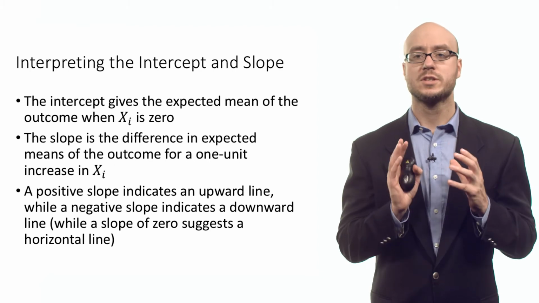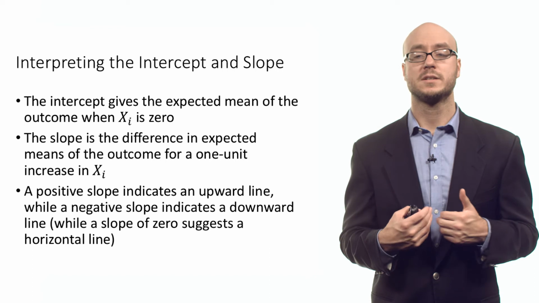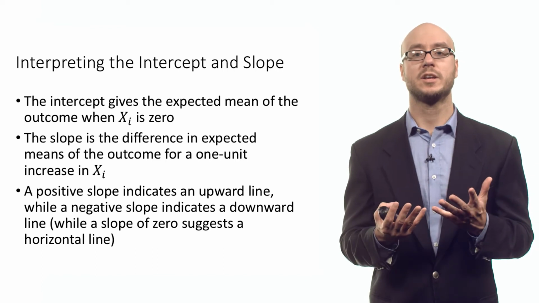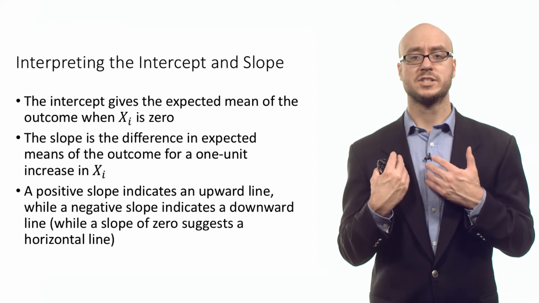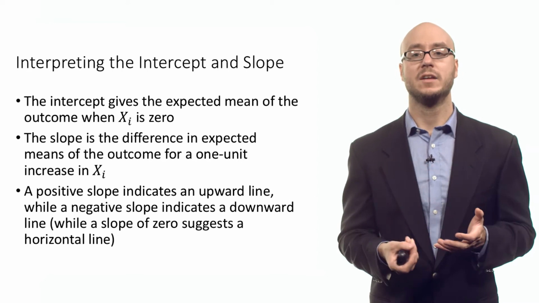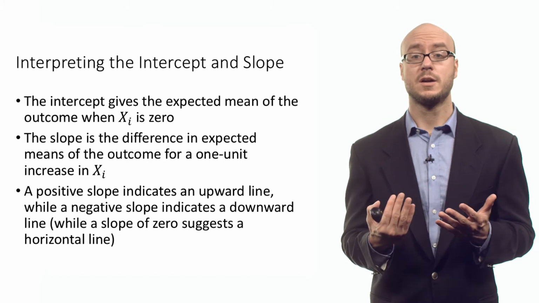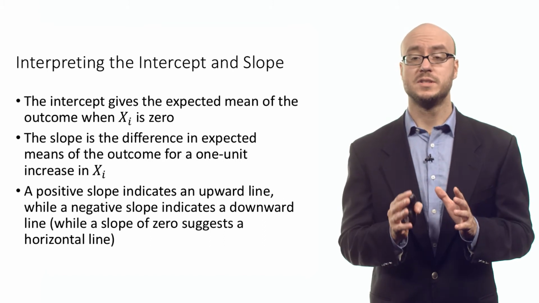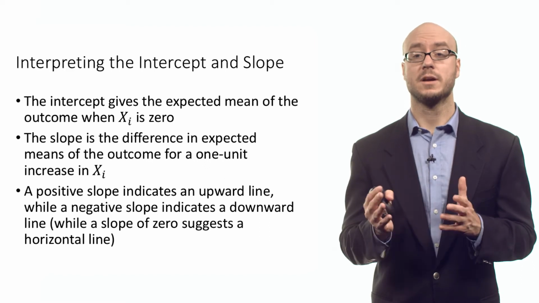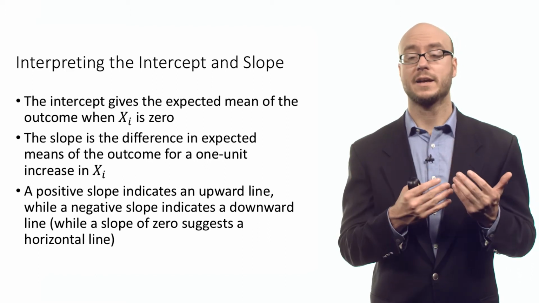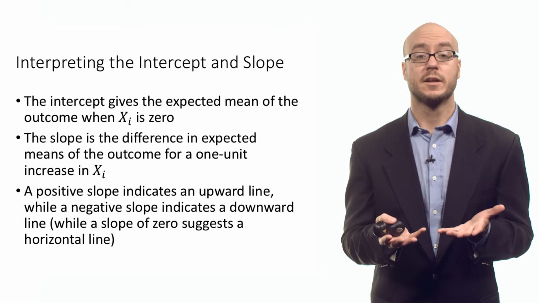Crucially, notice the sign of the slope. A positive slope indicates an upward line. It suggests a positive linear relationship. A negative sign on that slope suggests a downward line, a negative linear relationship, while a slope of 0 suggests a horizontal line. Notice that if the slope is 0, in fact, x times that value is 0. So in that case, the regression model just has an intercept.